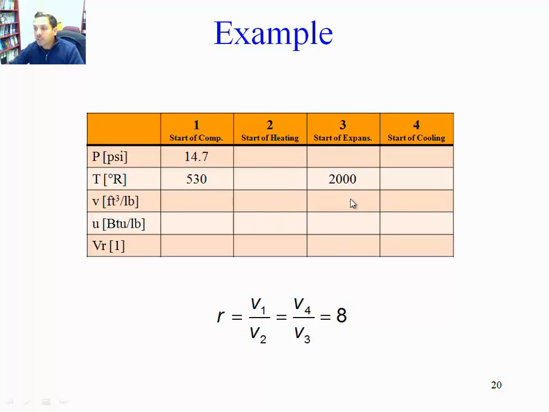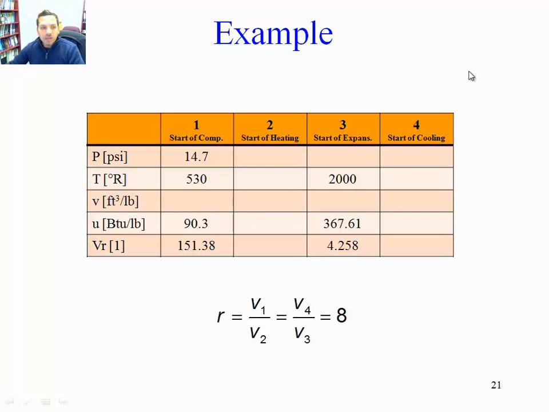The volume at 3 is the same as the volume at 2, because this is an isometric process from 2 to 3, the heating process. And the volume at 4 should be the same as the volume at 1. Now, it will be very easy to calculate the volume at 1 because it's just the application of the equation of state.